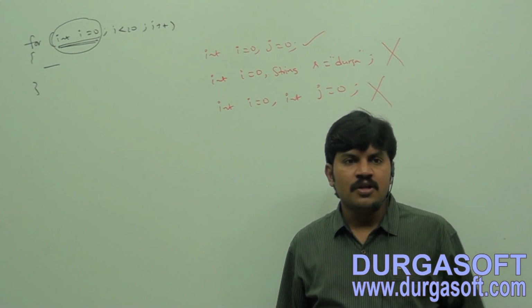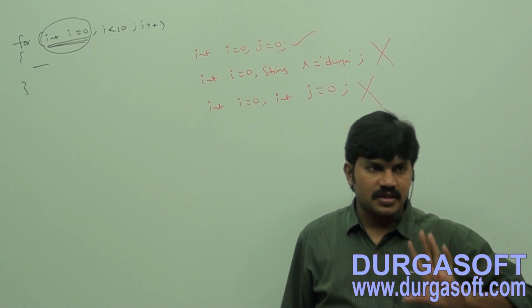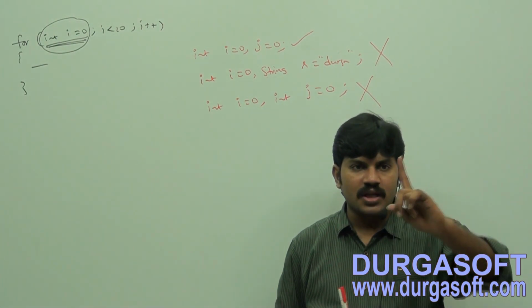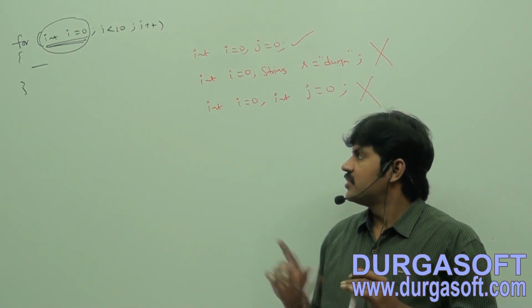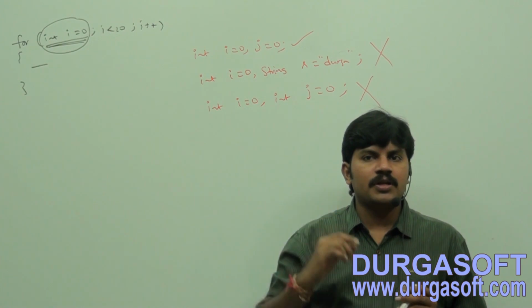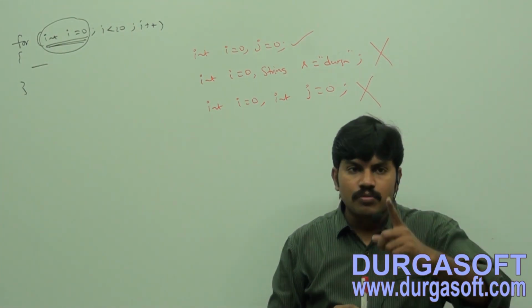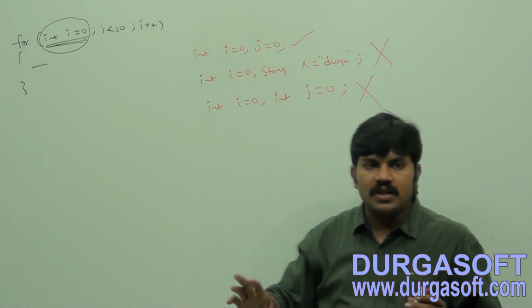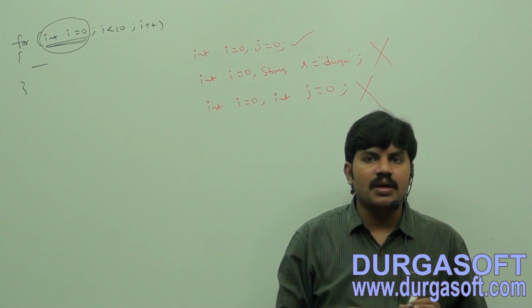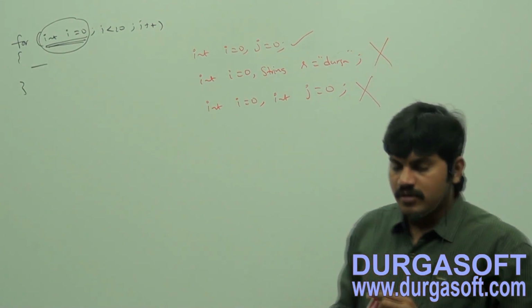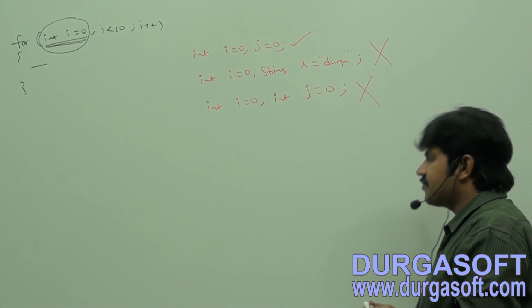Are you able to understand what the initialization section is? The initialization section will be executed only once in the loop life cycle. Second, here we can declare any number of variables, but all these variables should be of the same type. That is, declaring multiple data type variables in the initialization section is impossible. Clear, right?